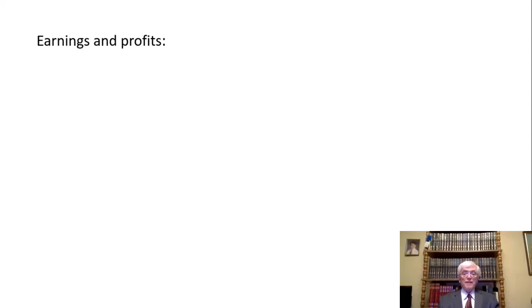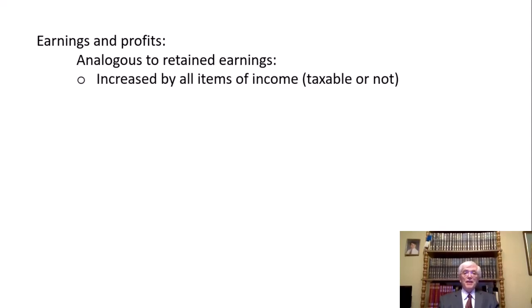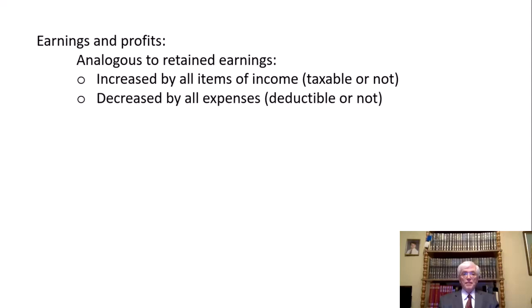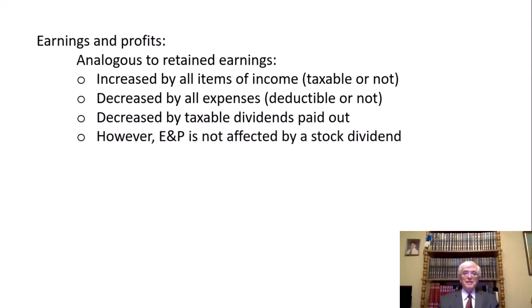What do we mean by earnings and profits? Well, first of all, earnings and profits are, you could say, analogous to retained earnings in that they are increased by items of income, and that'll be taxable as well as tax-exempt income. They are decreased by expenses, whether they are deductible or not. They're also decreased by dividends paid out. So that's very similar to retained earnings. But earnings and profits is not affected by a stock dividend, although financial accounting will frequently debit retained earnings in the case of a stock dividend.